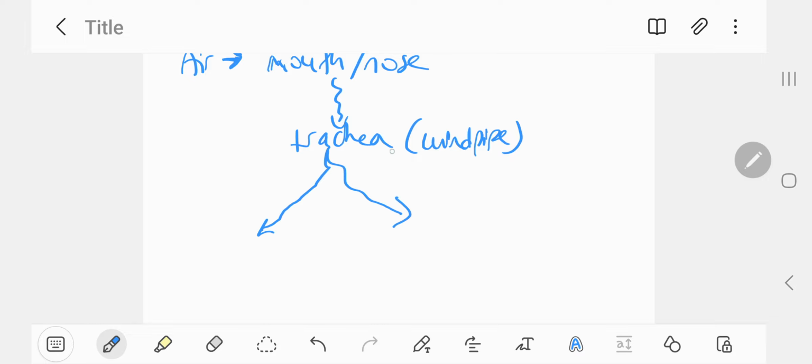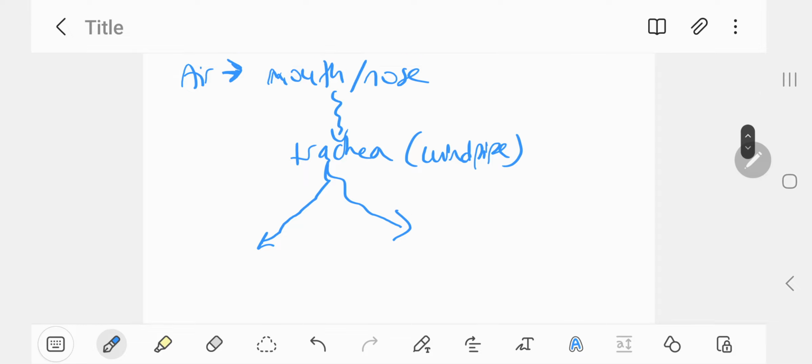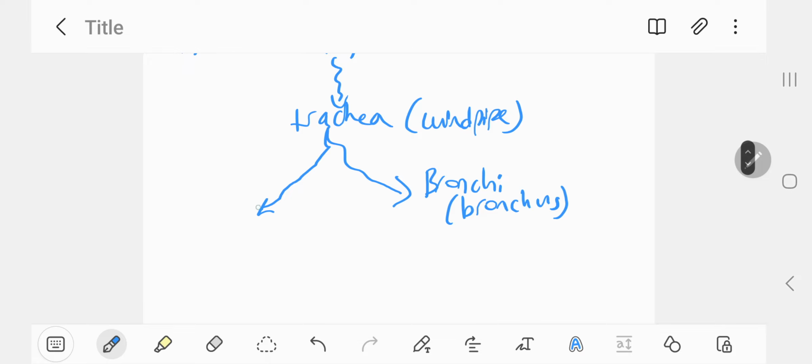Think of this as like a tree. Think of the trachea as being like the main trunk. The trunk branches off to two branches. These are called bronchi, or bronchus for singular, bronchi for plural. And these bronchi further subdivide into what are called bronchioles, okay, sub-branches. And then finally, at the very end, you've got what are called alveoli. Okay, you can think of like the fruit coming off the tree.